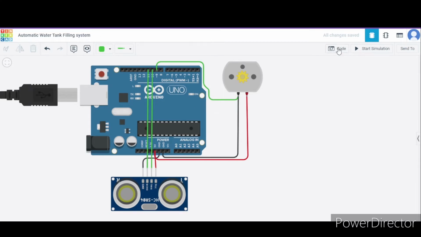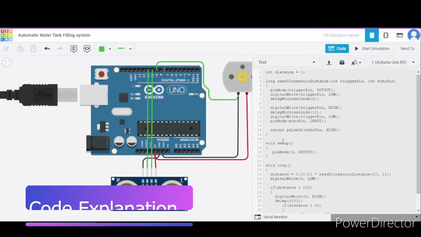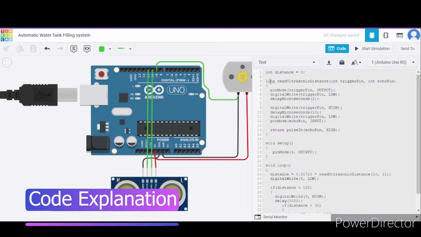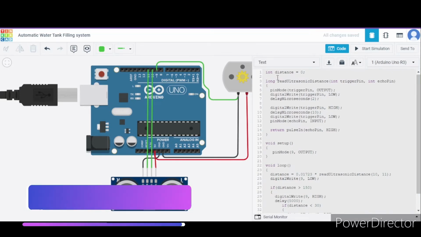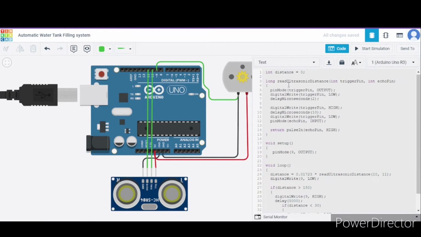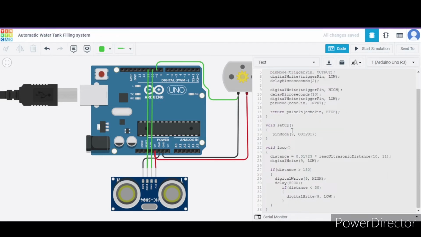Now let us see the code. So this is our code. Over here, first of all, we have initialized one variable named distance to zero. After it, we have used one function to read the ultrasonic distance using these two parameters, trigger pin and echo pin. Now, in this void setup function, we are configuring pin mode 9 for output purpose.